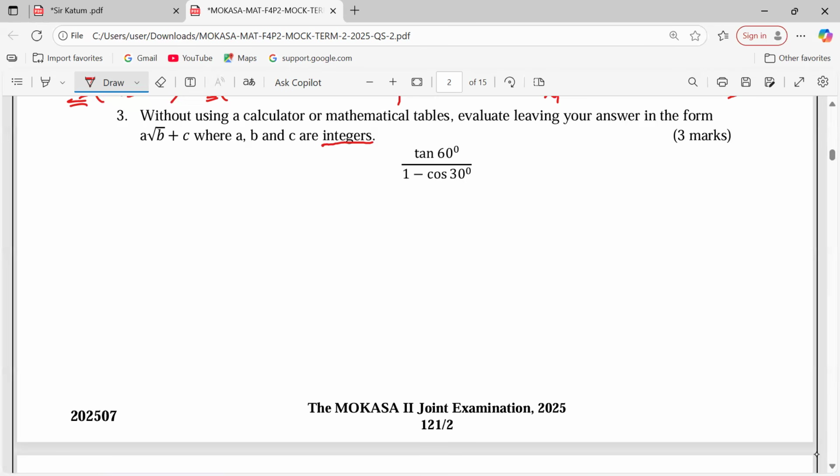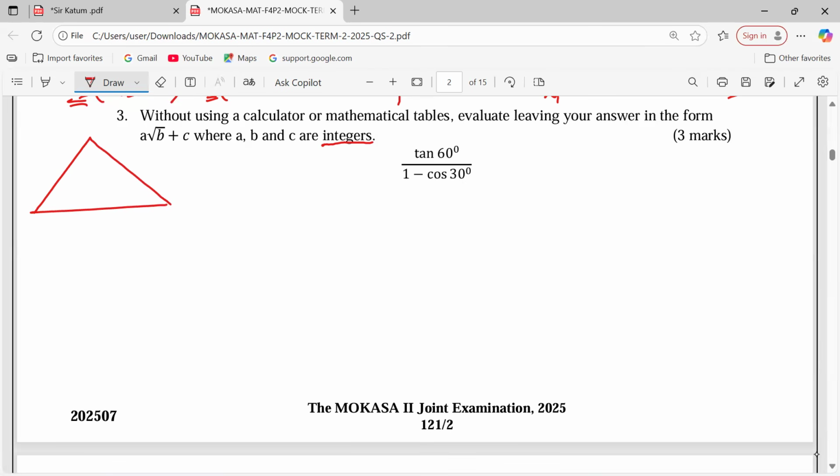Let's proceed to the solving of the following question without mathematical tables, according to the examiner. Remember, for us to get the trigonometric ratios of the special angles without involving the calculator, rather than getting them in decimals, we can get them in fractions and surds.